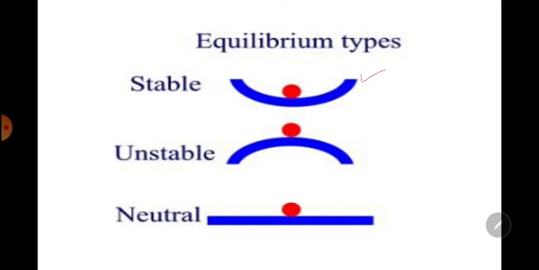This is a stable state of equilibrium because after a slight disturbance, the ball will start its vibratory motion and regain its original position after some time. If it is slightly tilted, the body will not regain its original position, so it is called unstable, and this is neutral state of equilibrium.